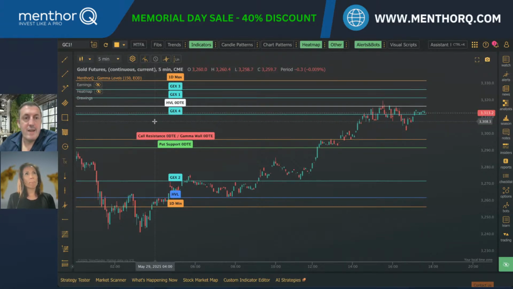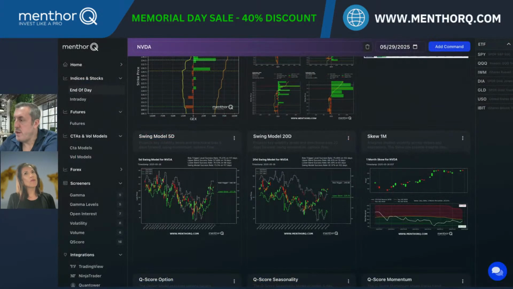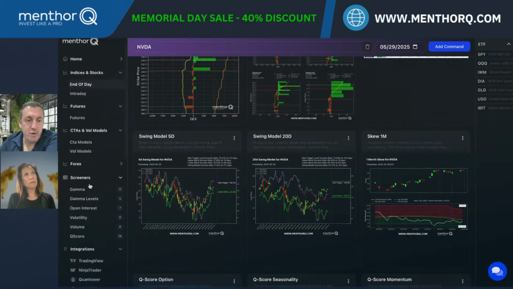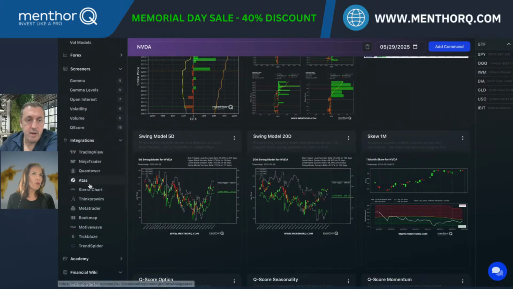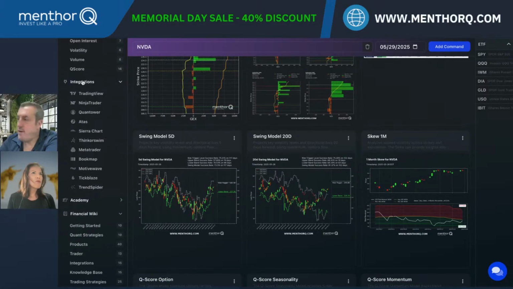So we have a question about integration. So let's go back to the dashboard. Are you integrated with thinkorswim? If you come here to the left side, we have an integration section right there, and we do have a thinkorswim indicator, but because of some limitation of the platform, we don't have an API connection with thinkorswim, so the upload of the levels is kind of manual, but we do have an indicator for thinkorswim for sure.